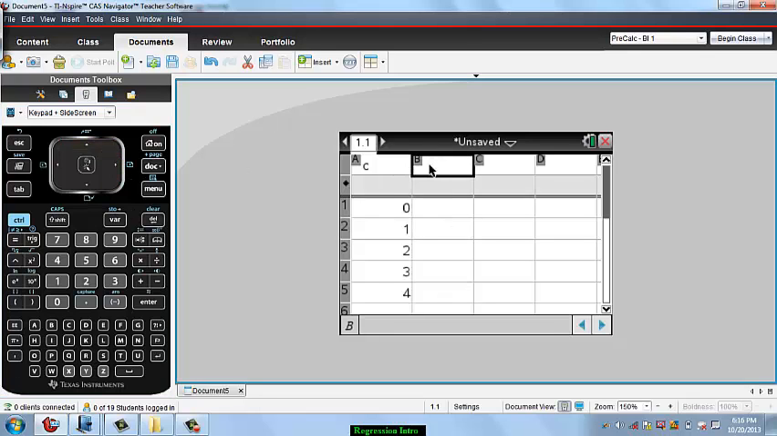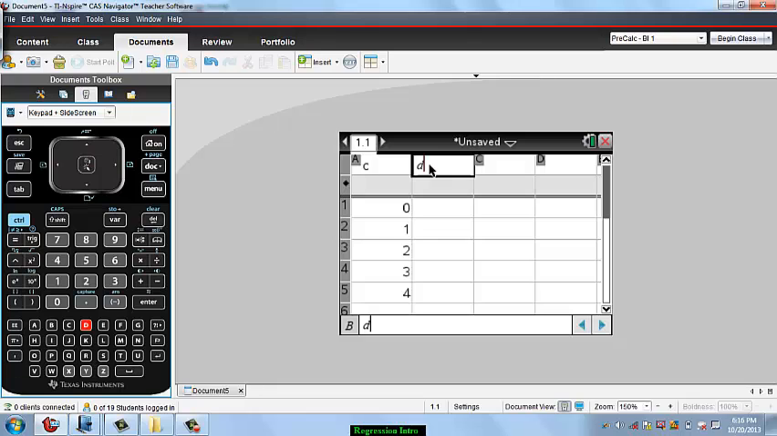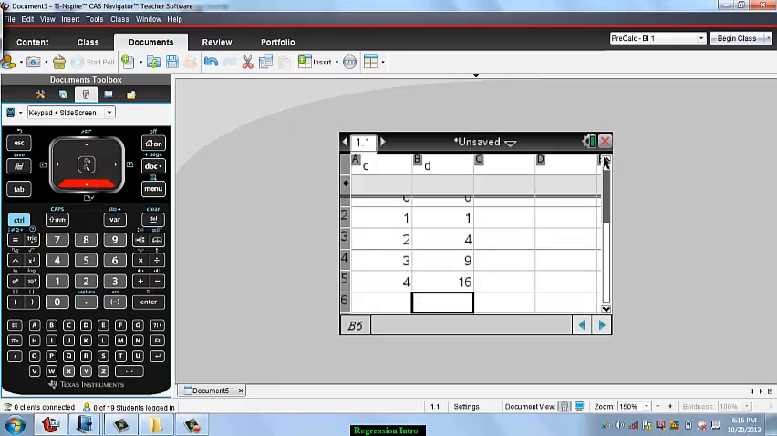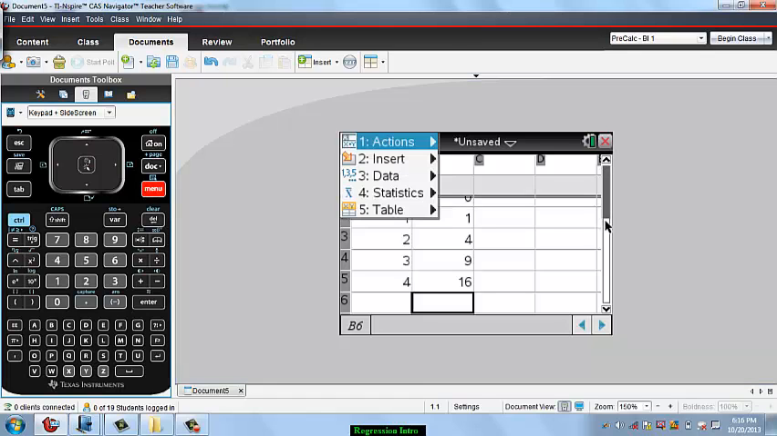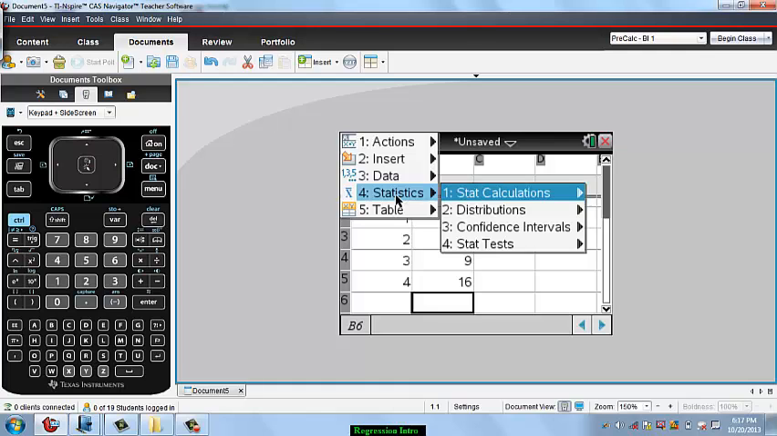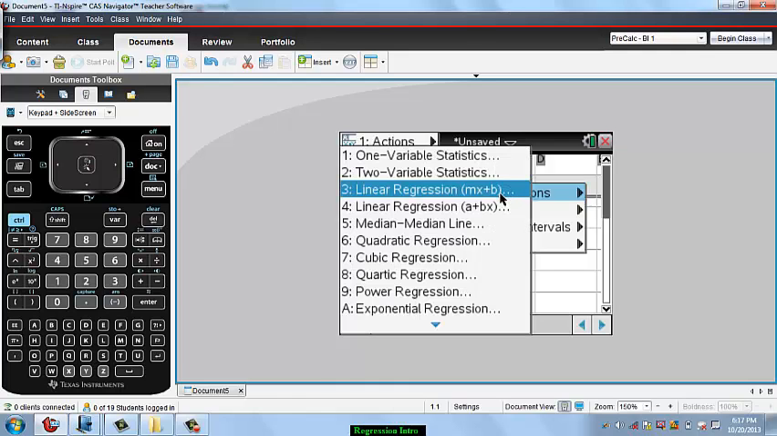Oops, this one we're going to call D. Okay, I just made up some numbers here, and we're going to do something with this. So here we are. Once you put your data in, the next thing we're going to do is go to your menu, go to Statistics, go to Stat Calculations, and you pick which one we're going to use.